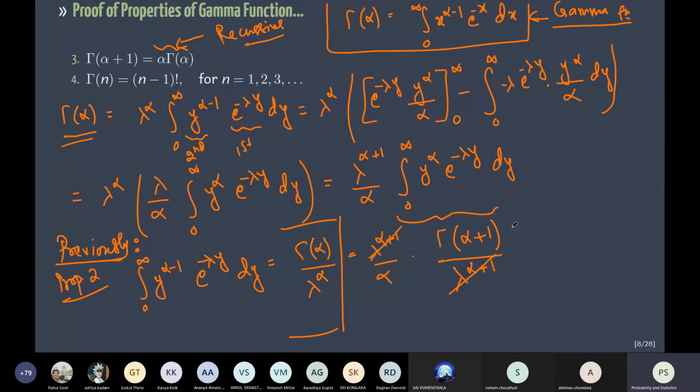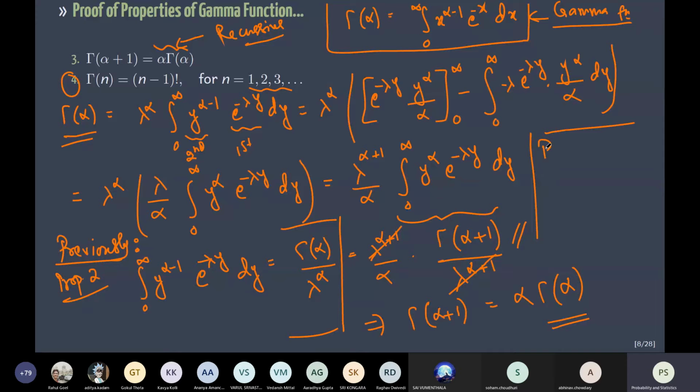So we have derived gamma alpha up to here, right? So this implies gamma alpha plus 1 is alpha gamma alpha. So this is the proof of the recursive nature of the gamma function. And the fourth property is trivial because I used alpha to be a very generic real number. So obviously it should hold for integer values. So property 4 is obvious.